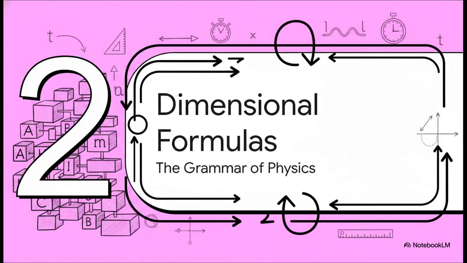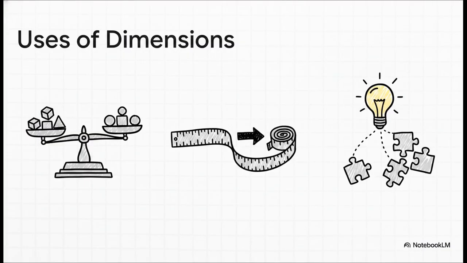Moving on to Section 2. Unlocking dimensional formulas. The grammar of physics. By understanding the powers that these fundamental quantities are raised to, we actually unlock 3 incredibly powerful mathematical tools. With dimensional analysis, we can check if a formula actually makes physical sense. We can seamlessly translate one system of units into another, and this is the really cool part, we can derive brand new relationships between different physical quantities without running a single physical experiment.